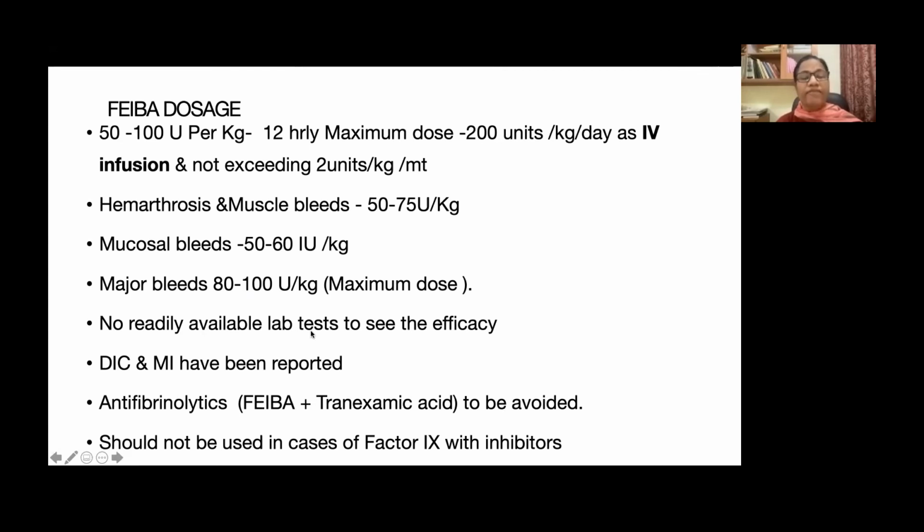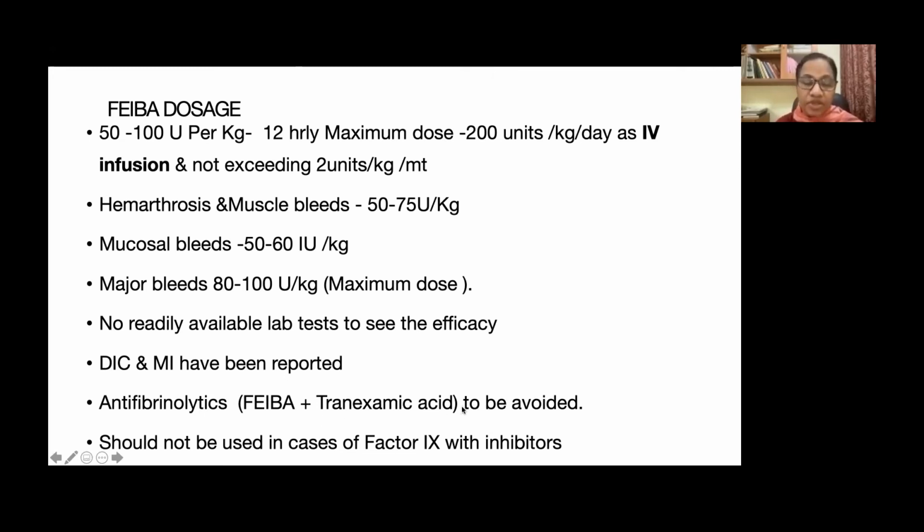And there is no readily available lab test to see the efficacy, because the APTT will be prolonged anyway, as inhibitors will be there. And the thing is that with both these agents, factor 7 and factor VIII bypassing agent FEBA, DIC, that is disseminated intravascular coagulation, and myocardial infarction have been reported. So you should be careful. You have to monitor the patient, especially for prolonged treatment. You have to admit the patient and give it as an infusion. In all cases, it is better to admit and give factor VIII bypassing activity. And antifibrinolytic, that is FEBA plus tranexamic acid, is to be avoided.